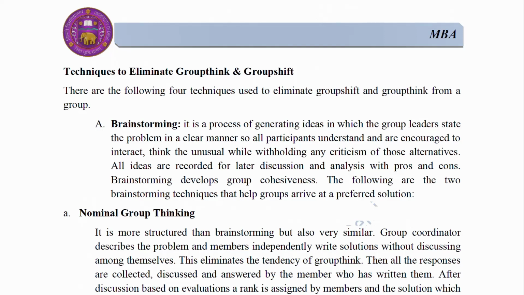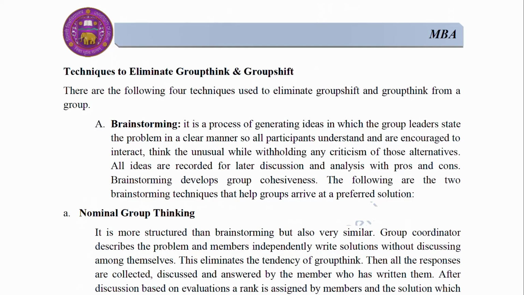A. Brainstorming. It is a process of generating ideas in which the group leaders state the problem in a clear manner so all participants understand and are encouraged to interact, think the unusual while withholding any criticism of those alternatives. All ideas are recorded for later discussion and analyzed with pros and cons. Brainstorming develops group cohesiveness. The following are the two brainstorming techniques that help group arrive at a preferred solution.